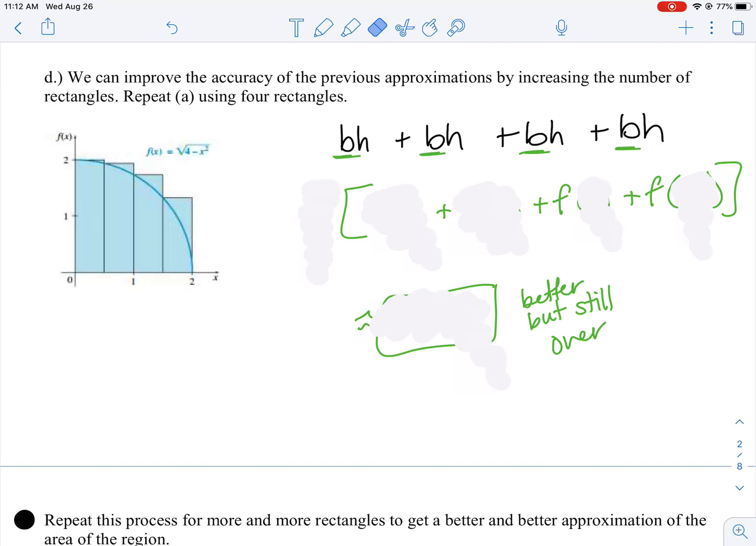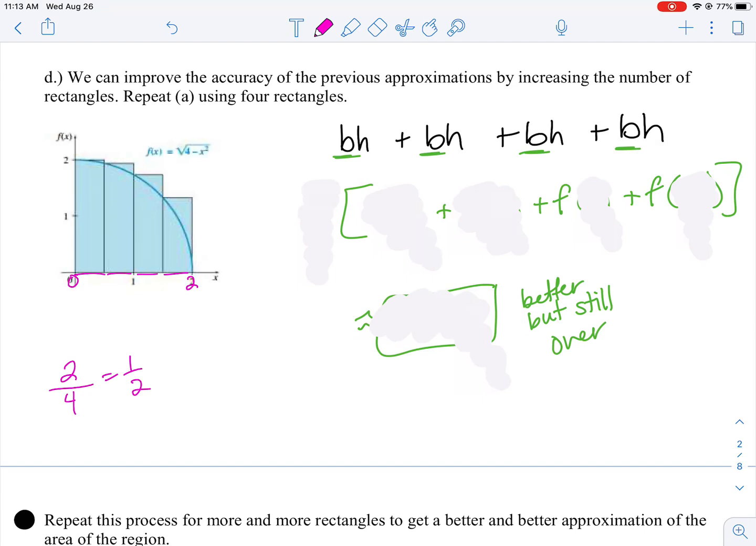But let's finish this one real quick and do 4 rectangles and see how our estimation improves. Let's say we use 4 rectangles. And on this one, it looks like we're using left endpoints. If I go from 0 to 2, that's 2 units wide, right? If I want to divide that into 4 rectangles, doesn't that mean that each rectangle is a half wide? So the base on the first rectangle, the second, the third and the fourth are all 1/2, aren't they?